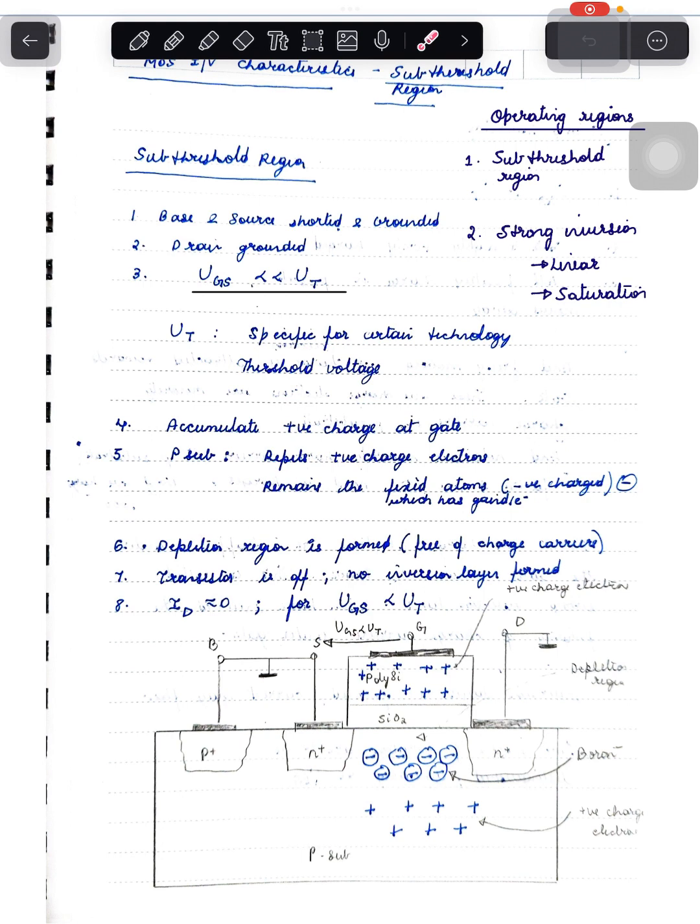Because of the positive charges, the positive charges in the P substrate are repelled, which is seen here, and we are left with the boron ions, which are fixed atoms which have gained an electron. Hence the channel is free of charge carriers, and the depletion region is formed. And when we apply any voltage, that is drain to source voltage, the drain current is 0.